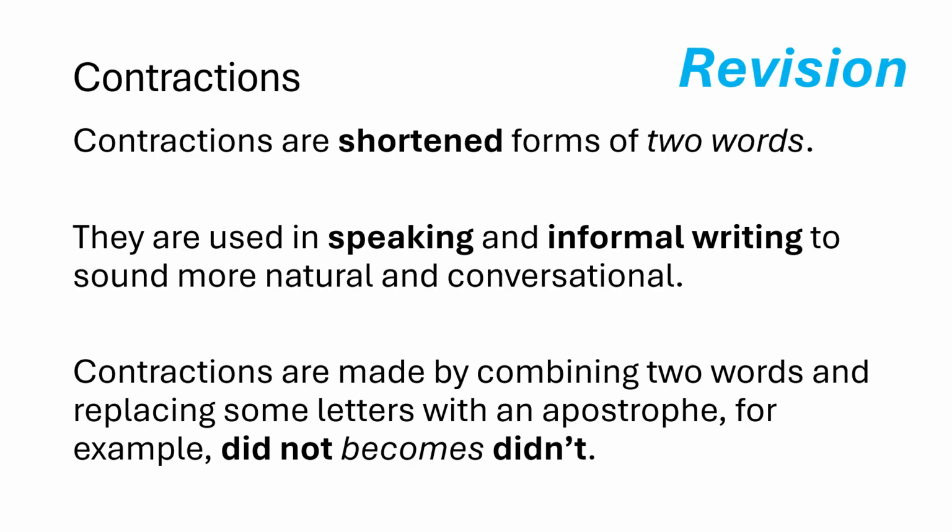Contractions are made by combining 2 words and replacing some letters with an apostrophe. For example, did not becomes didn't. Notice the apostrophe, its shape and placement, and how it replaces the letter O.